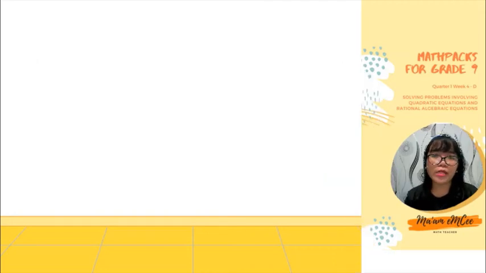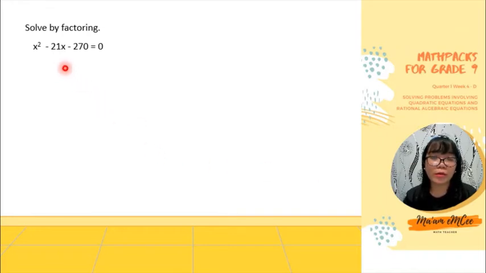So we are now ready to solve using factorization. So we have our equation, x squared minus 21x minus 270 is equal to 0. So again, factors of x squared will be x and x. So let us focus on the product and the sum. The product is negative 270 and the sum is negative 21. So we need to think of two numbers wherein the product is equal to negative 270 and the sum is negative 21. Since the product is negative, that means our numbers will be one positive and one negative.